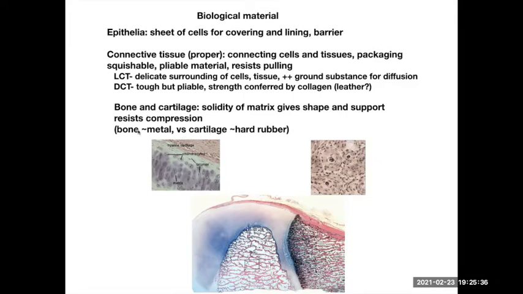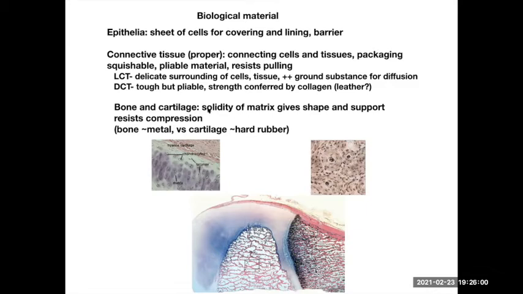As far as the difference between bone and cartilage, bone is a very incompressible material, more like metal, relatively, whereas cartilage is semi-compressible. Mostly it's going to resist compression, but it's going to give a little bit, more like hard rubber. That's the material we're made out of.